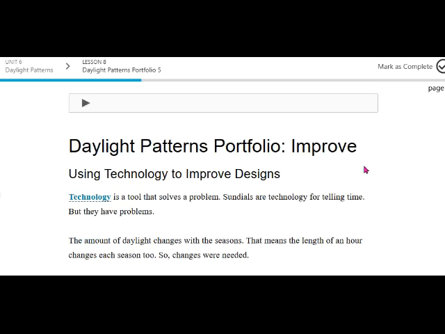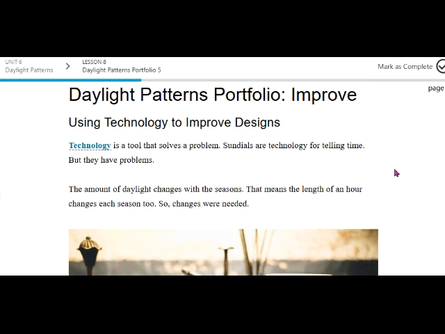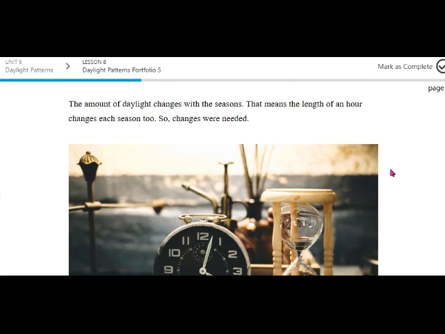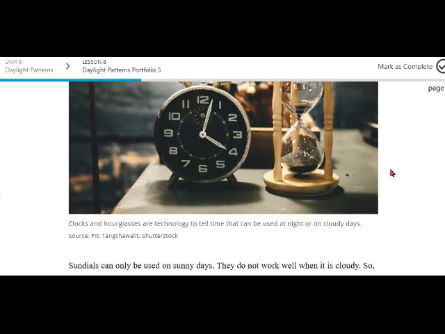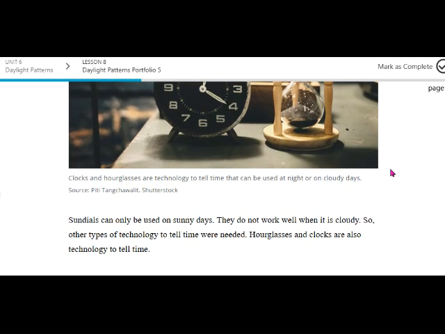Technology is a tool that solves problems. Sundials are technology for telling time, but they have problems. The amount of daylight changes with the seasons. That means the length of an hour changes each season too, so changes were needed. Sundials can only be used on sunny days. They do not work well when it is cloudy, so other types of technology to tell the time were needed.